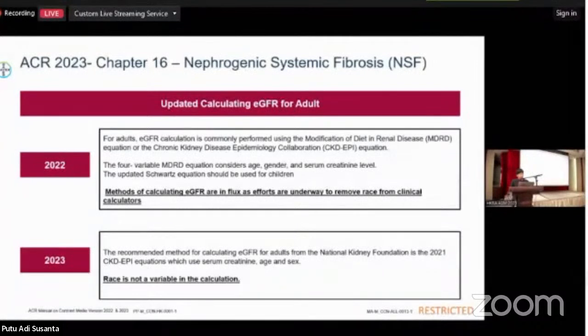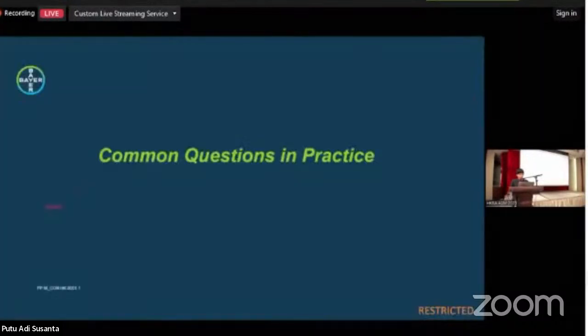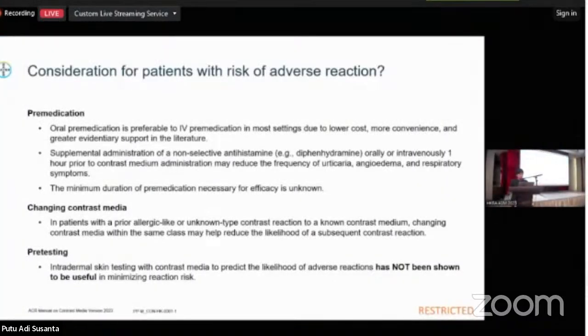And next we'll discuss some common questions in practice using a question and answer format. So first of all, what is the consideration for patients with risk of adverse reaction? As there are several factors identified for adverse reaction after contrast exposure.